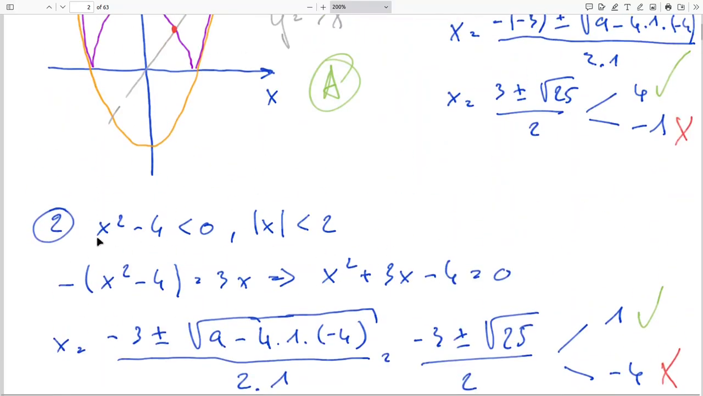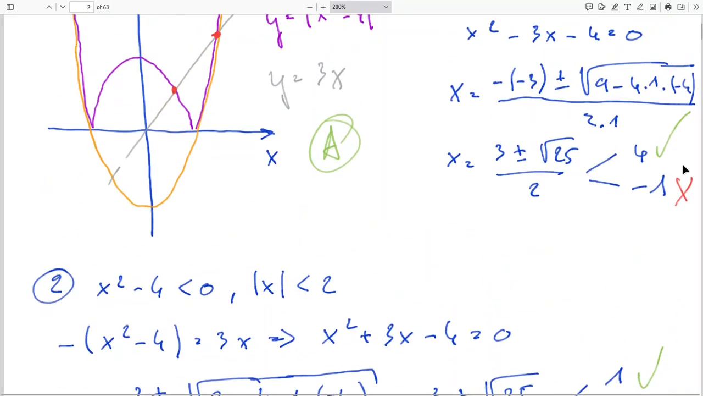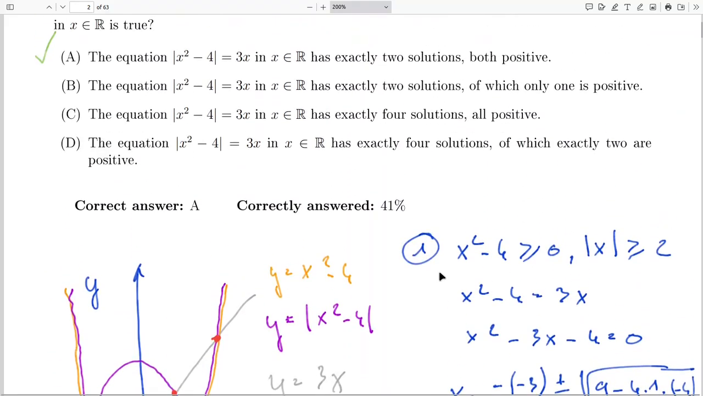For the second part, x squared minus 4 smaller than 0, so negative, we need to negate x squared minus 4, so we get minus x squared minus 4 is 3x, or if we put all that on the same side, you get x squared plus 3x minus 4 is 0. Again, we use the quadratic formula, and then we get the answers 1 and minus 4. We again reject minus 4 because, again, there's nothing here on the negative side. So we have exactly 2 solutions, 4 and 1, which are both positive. So answer A is the correct answer.